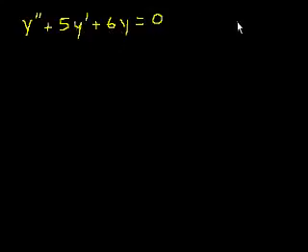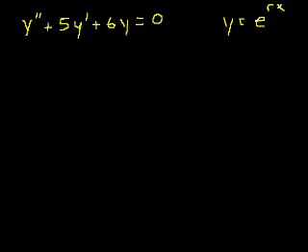But maybe y is equal to e to some constant r times x. Let's just make the assumption that y is equal to e to the r times x, substitute it back into this, and then see if we can actually solve for an r that makes this equation true. And if we can, we've found the solution, or maybe we found several solutions. So let's try it out. Let's try y is equal to e to the rx in this differential equation.